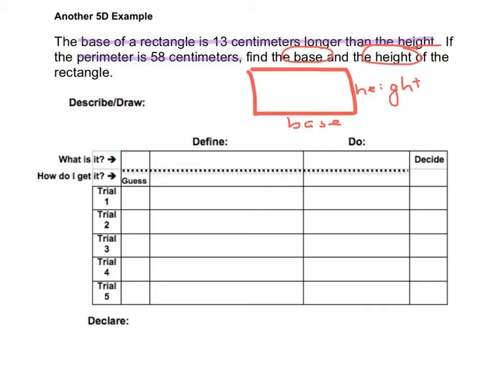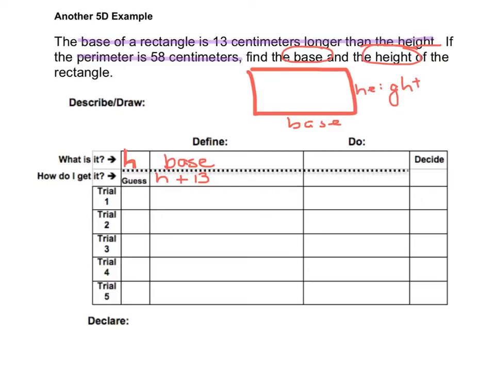And I'm just going to use an H here for height since I don't have a whole lot of room. So the height is what I'm going to guess. I don't need to separate any more columns because all I need next is the base. So I have a lot of room here. Now, the way that I'm going to get the base is that it's 13 centimeters longer than the height. So I'm going to say my height plus 13 centimeters. That's how I'm going to get the base.